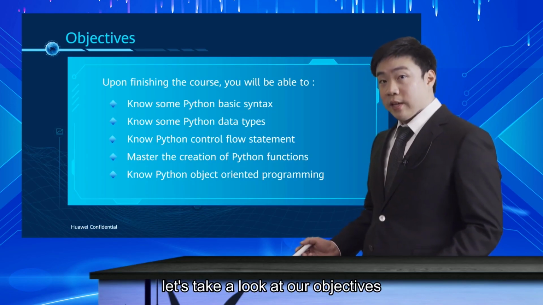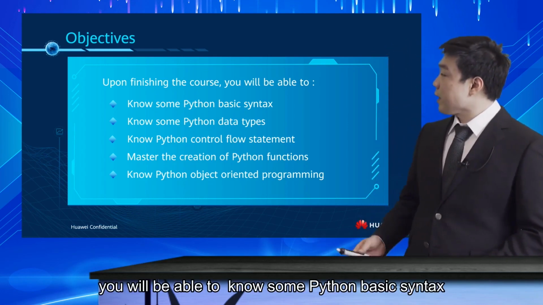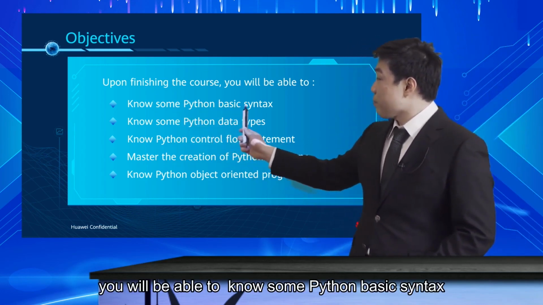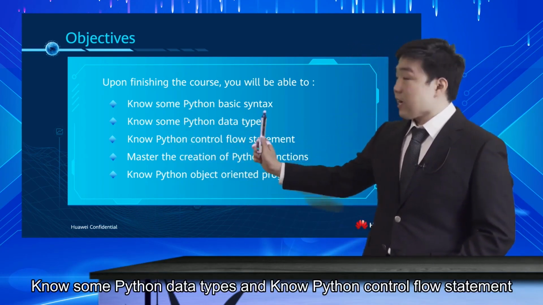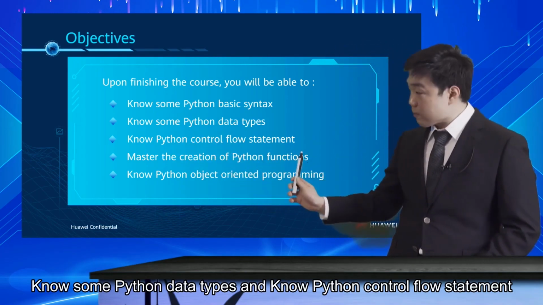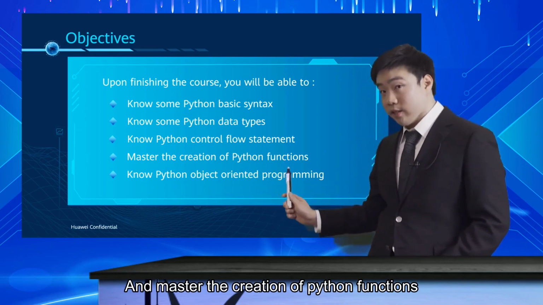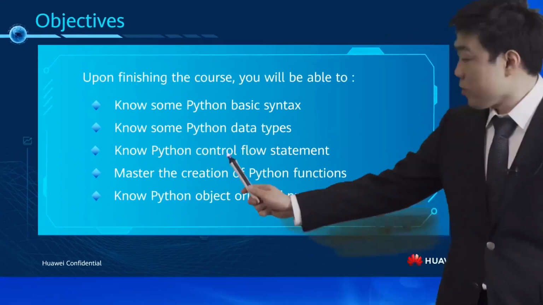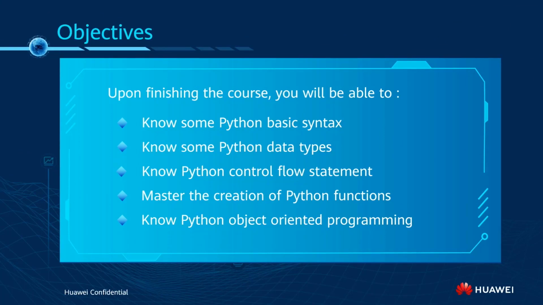First, let's take a look at our objectives. Upon finishing the course, you will be able to know some Python basic syntax, know some Python data types, and know Python control flow statements, and master the creation of Python functions. And finally, you will know Python object-oriented programming.